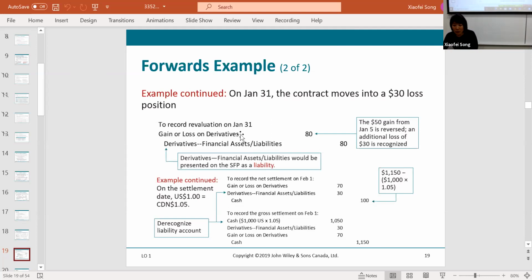And so that change would result in a gain or loss on derivative. Is it a gain or loss? It's a loss. When you debit, it's a loss, right? So on January 31st, A realized a loss.